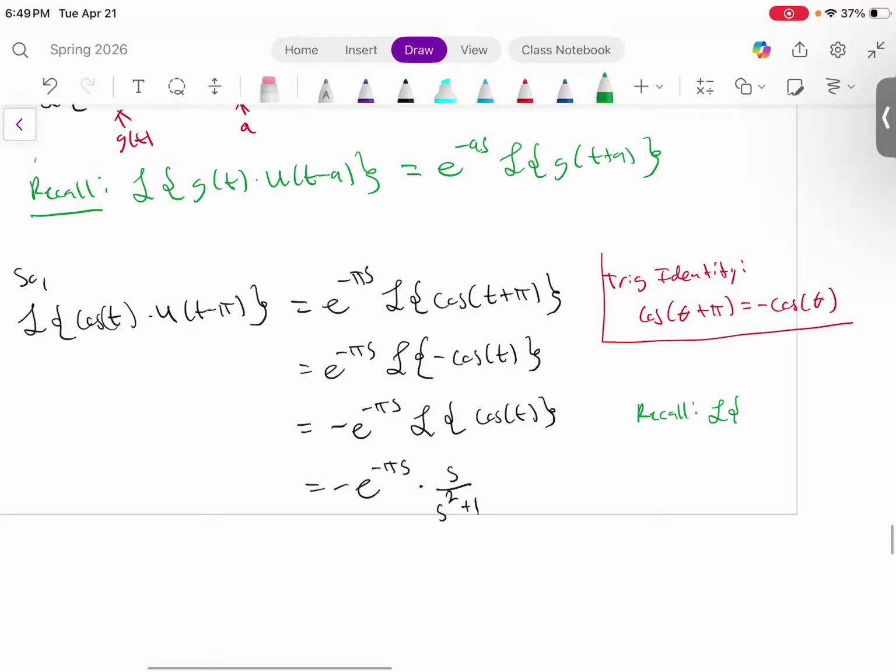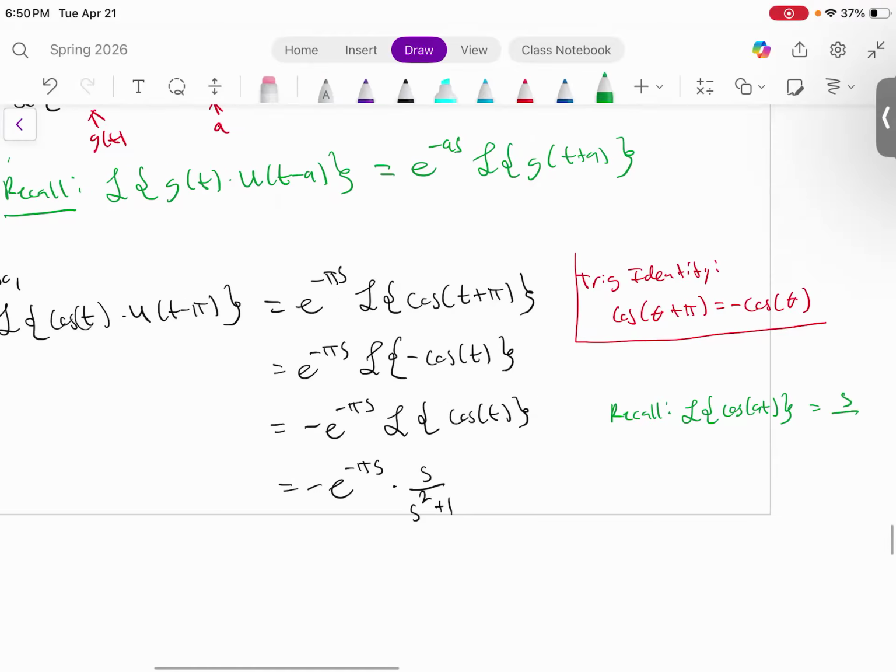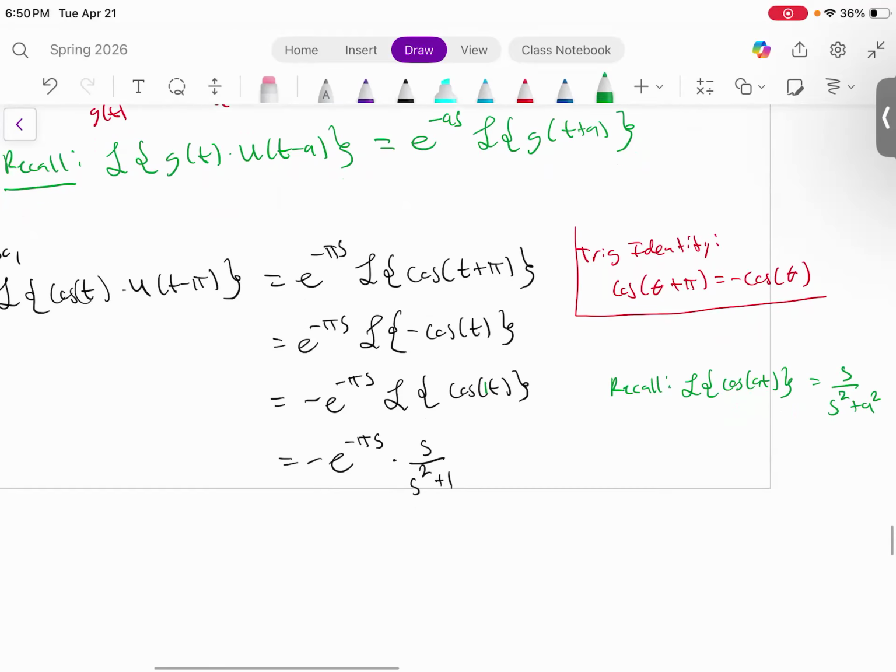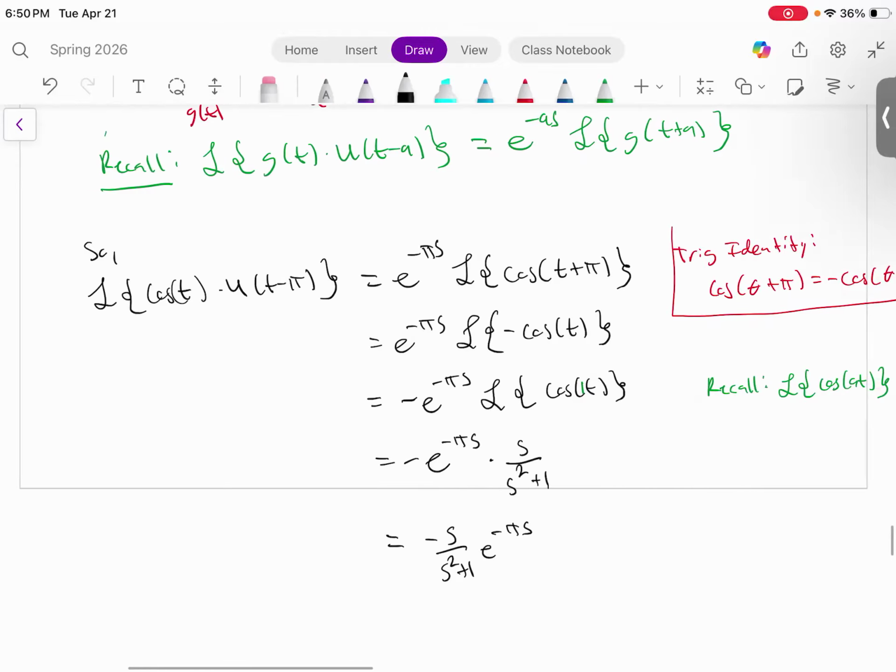So recall the Laplace of cosine a t equals s over s squared plus a squared. And here we just have a 1 in front of the t. And so this is what we end up with. We could clean it up a bit. I like to write the exponential on the latter side. So I could say negative s over s squared plus 1 e to the negative pi s. And so that is my Laplace transform.